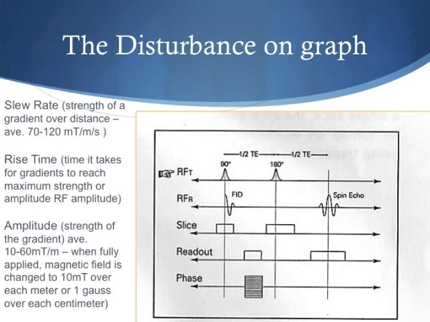So, looking at this graph, which is a graph of a disturbance on a spin echo sequence, the first thing we look at is our rise time, which is the time it takes for a gradient to reach its maximum strength. We're going to look at the amplitude, or the strength of the gradient over time as it's applied.